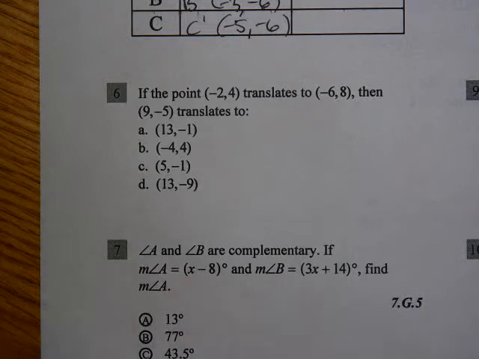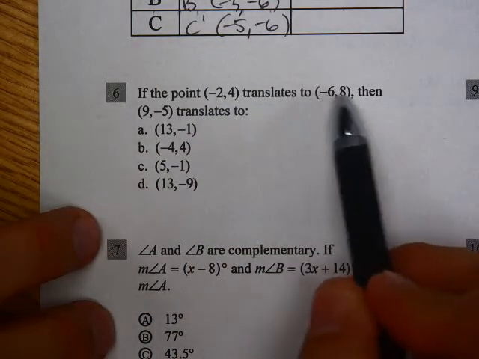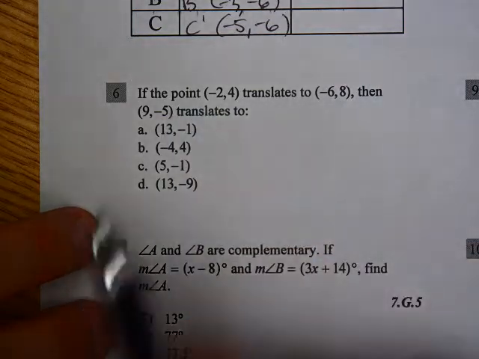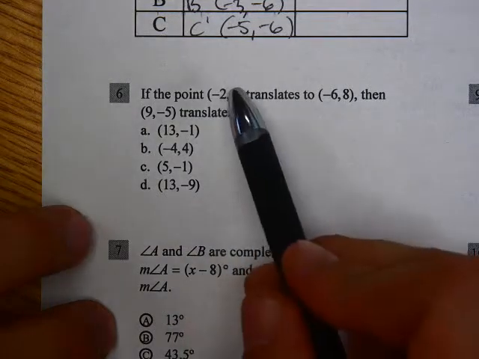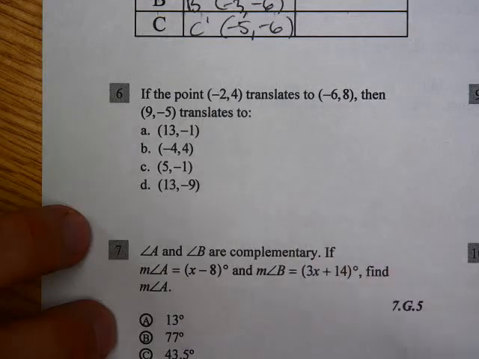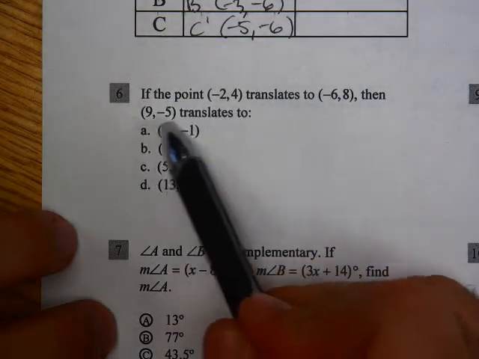And number 6 says, if the point negative 2, 4 translates to negative 6, 8, then 9, negative 5 translates to what? A couple things we're going to have to do here, because first of all, we're given 2 points. We're trying to figure out what this translation is. What direction is it going? How far is it going? And then we can do that same translation here.